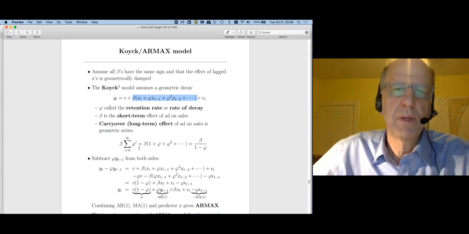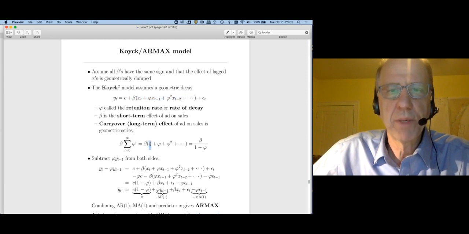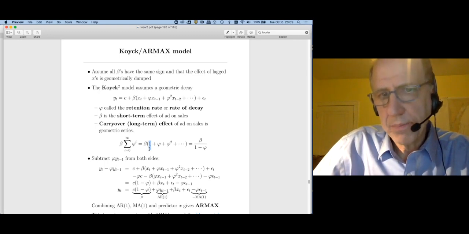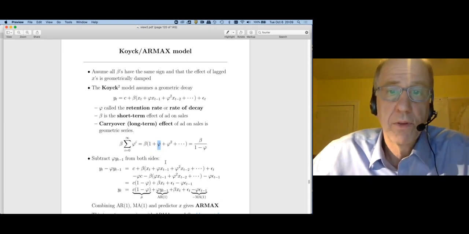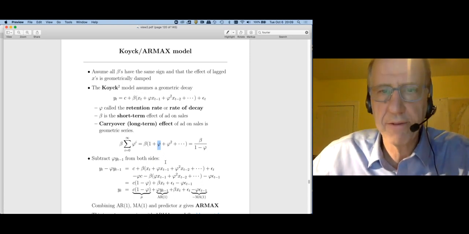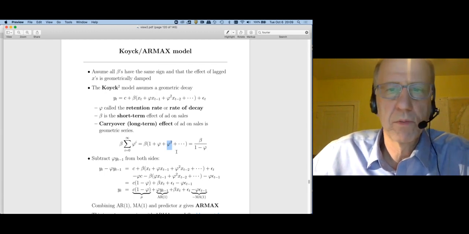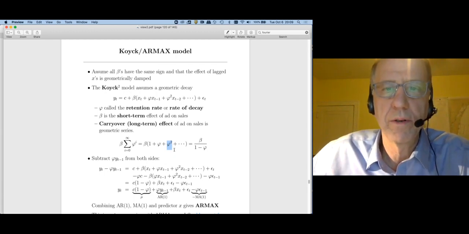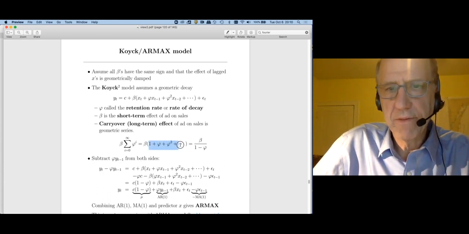Let's think about my advertising this period. Well, my advertising this period will get full strength, but then what I did this period will actually have an effect next period, except it would get multiplied by phi. So if phi were, say, a half, then it would come in at half strength next period. Then 2 periods from now, it would go down to phi squared, or a quarter if phi were a half. The effect of advertising this period is going to have this geometric series over time.